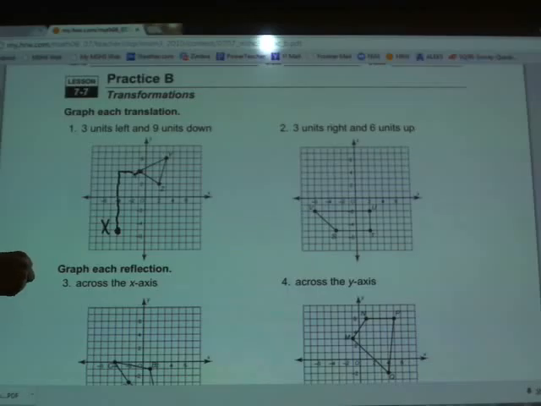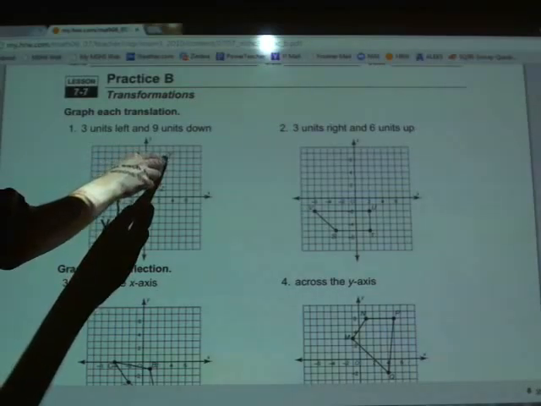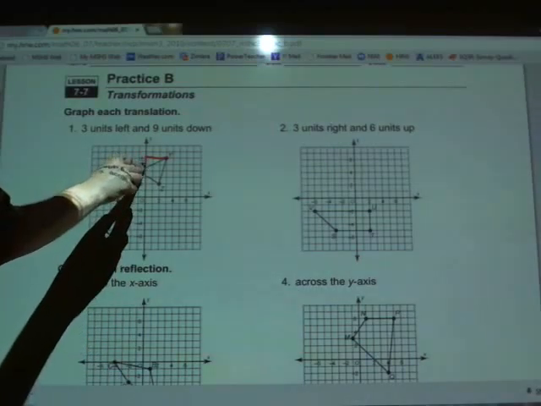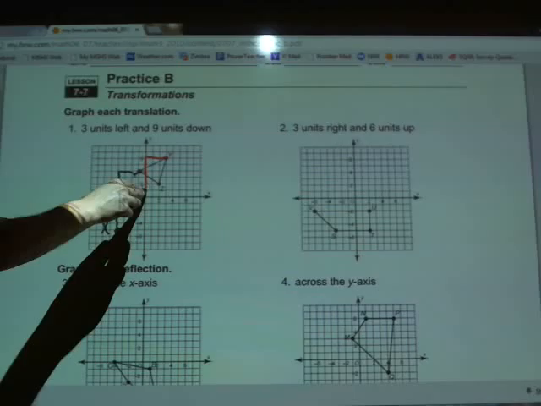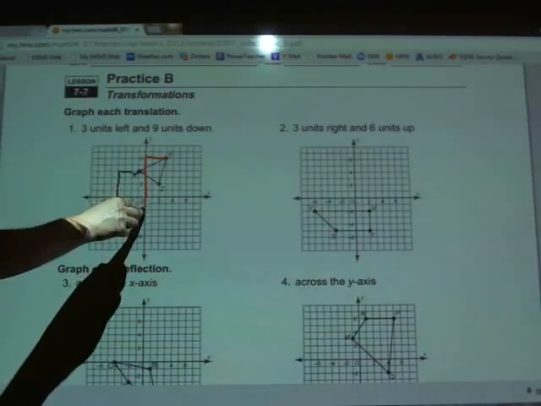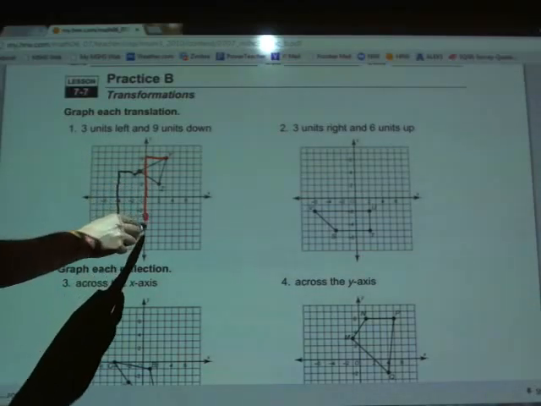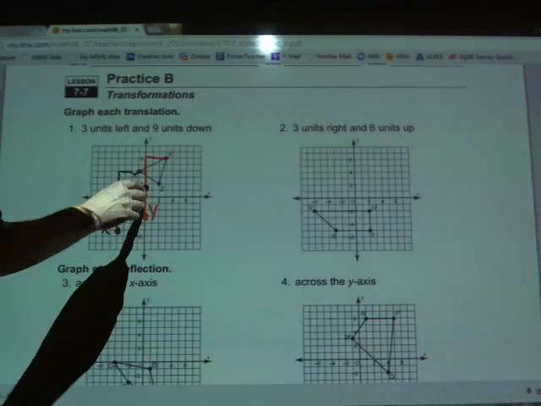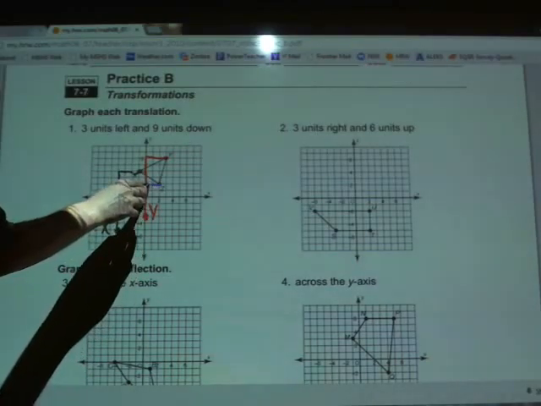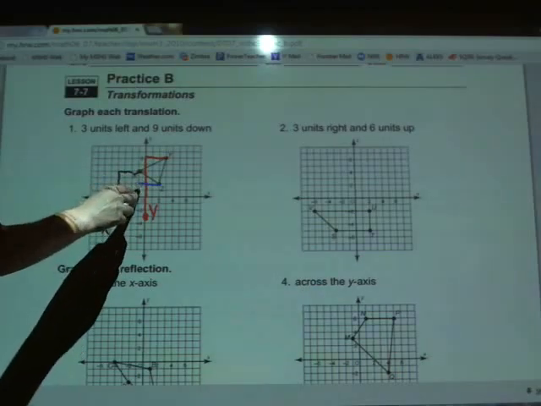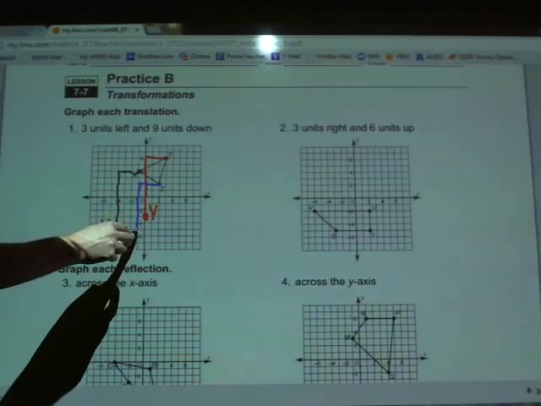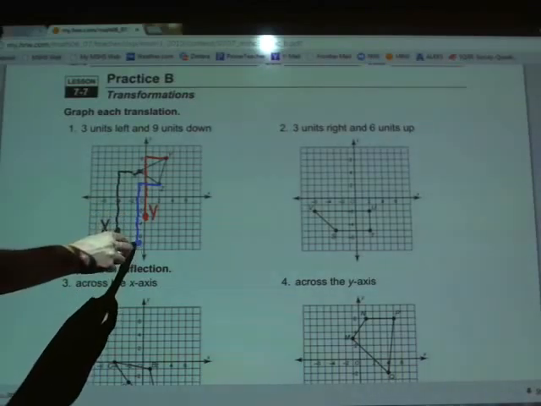Now we'll take Y and do the same thing. I'm going to move it 3 jumps to the left, 1, 2, 3, and then 9 down for it as well. 1, 2, 3, 4, 5, 6, 7, 8, 9. And then I'm going to take point Z and do the same thing. Move it 3 jumps to the left, 1, 2, 3, and 9 units down. 1, 2, 3, 4, 5, 6, 7, 8, 9. And there is point Z.